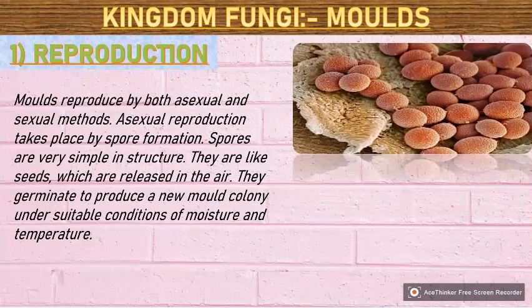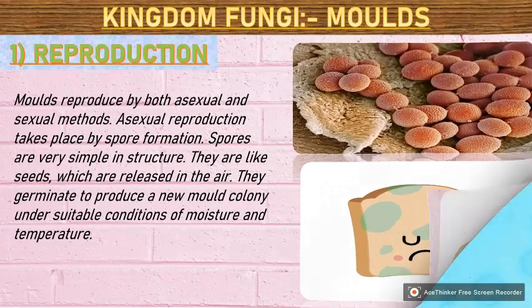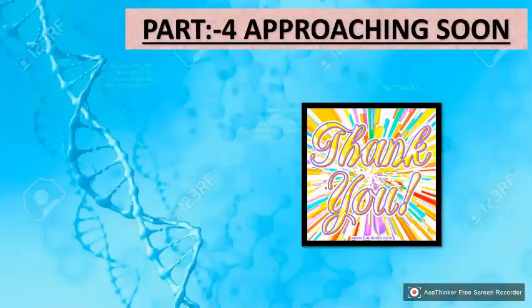As I mentioned earlier, spores are very simple in structure. They are like seeds which are released in the air. They germinate to produce a new mold colony under suitable conditions of moisture and temperature. So this was all about molds and fungi.